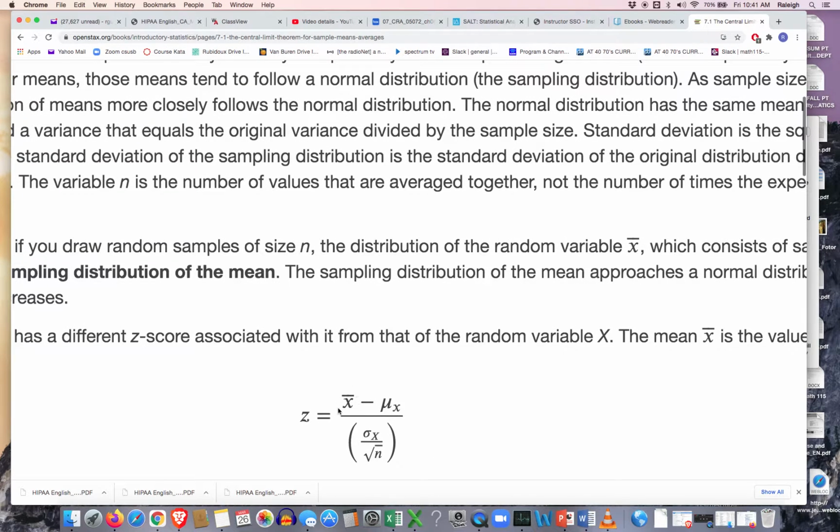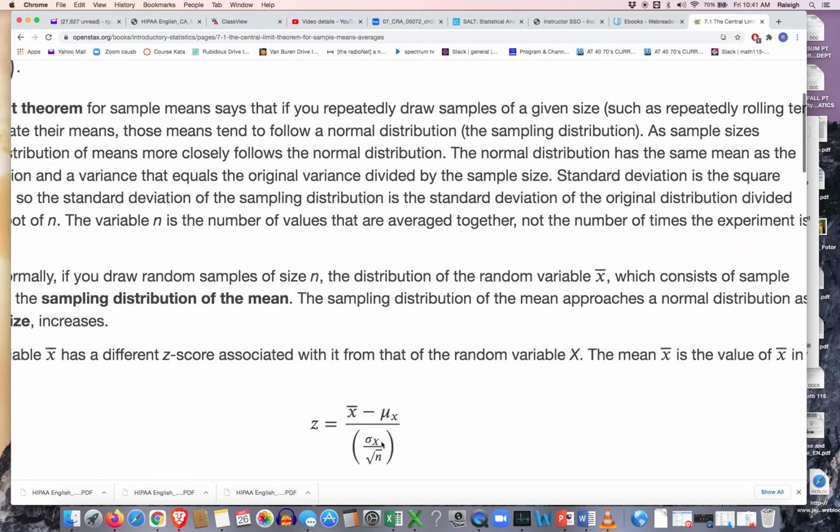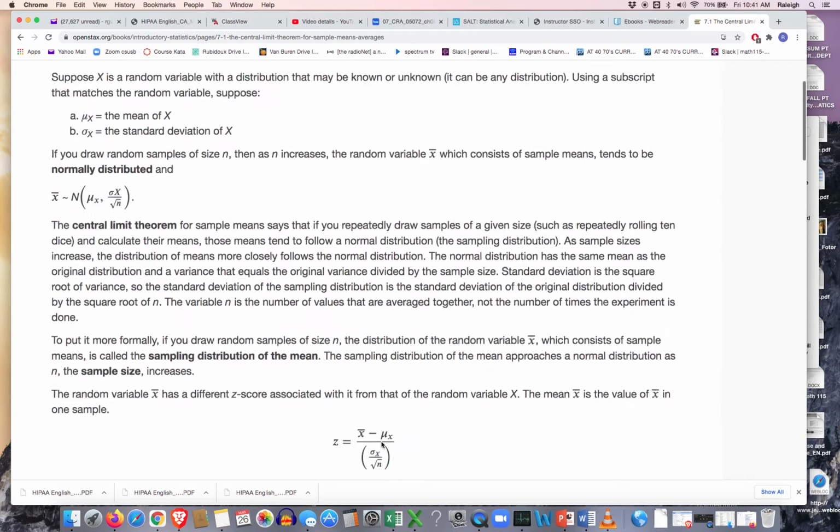Oh, x is turned into x bar. So we're looking at the sample means distribution. So not individual x's, but overall x bars. And then we make a change down below and say it's not just sigma, it's sigma divided by square root of n. And that's what the central limit, that's the heart of the central limit theorem.